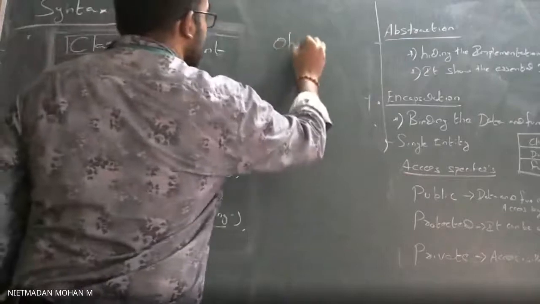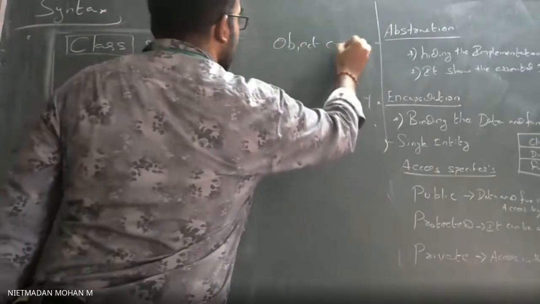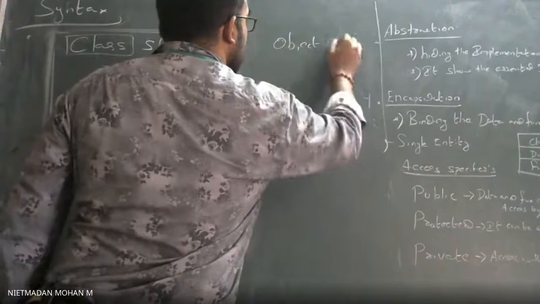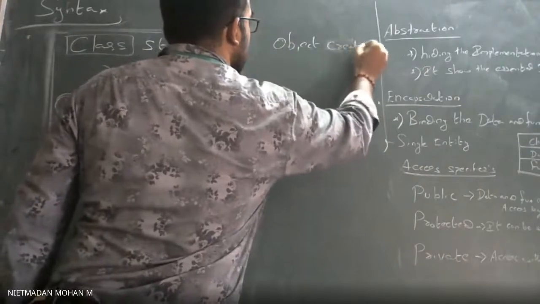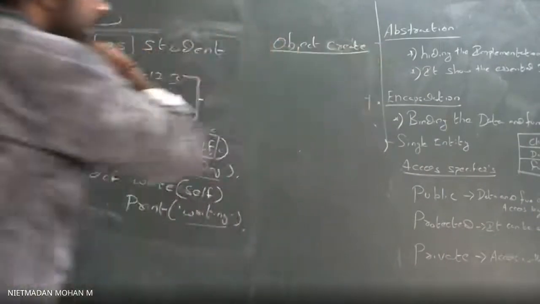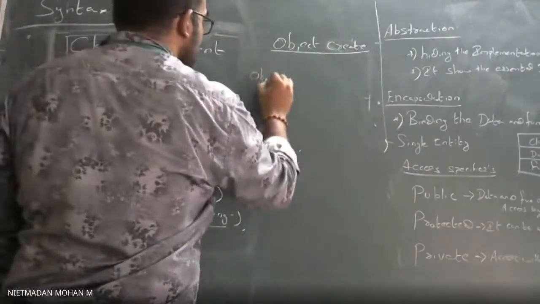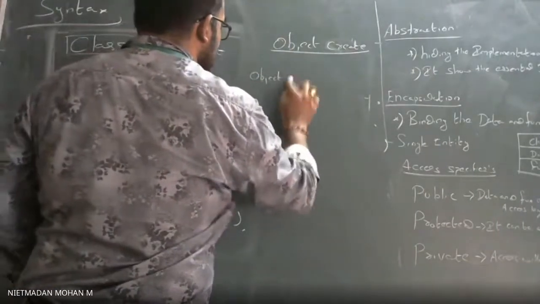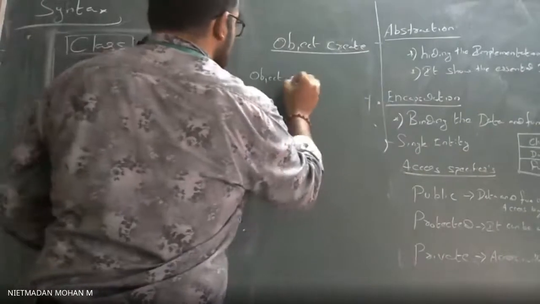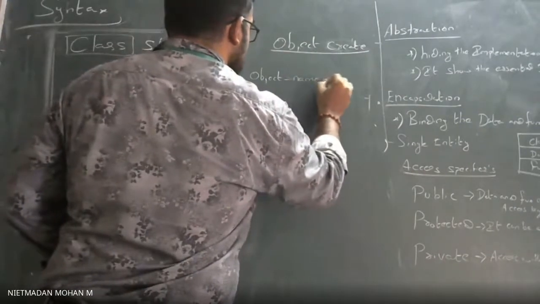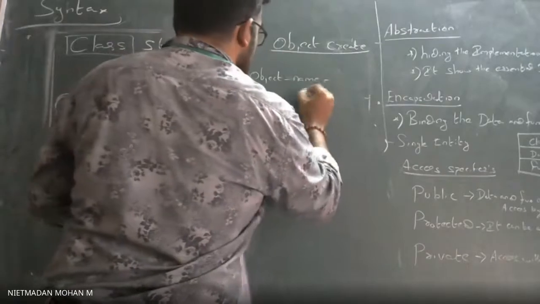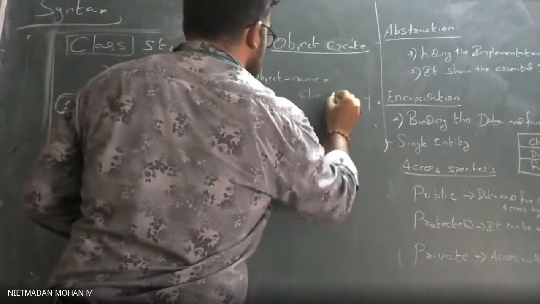And coming to the object. So how to create an object? Object underscore name is equal to class underscore name.